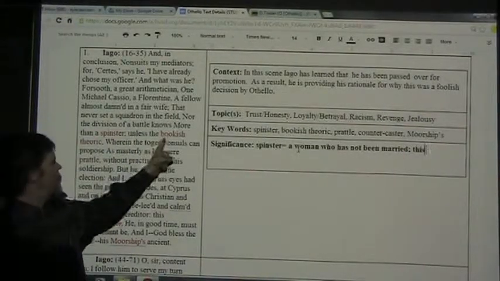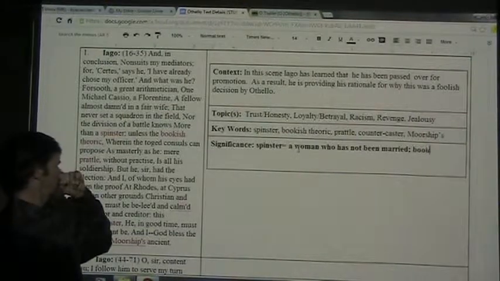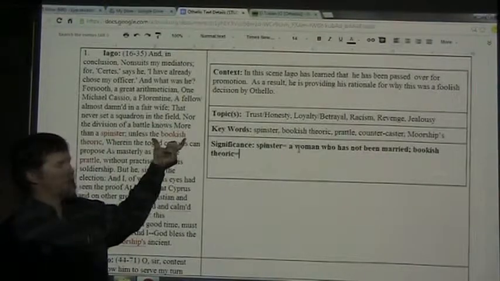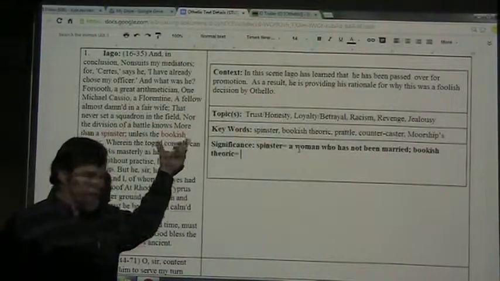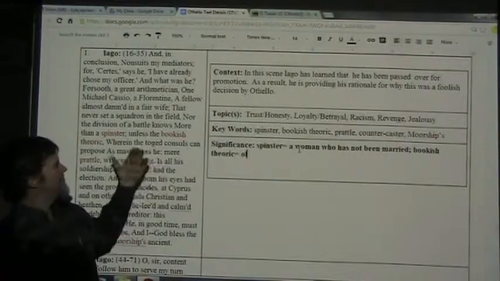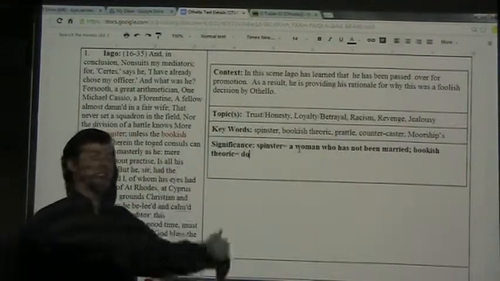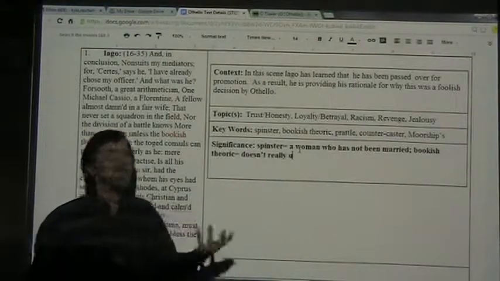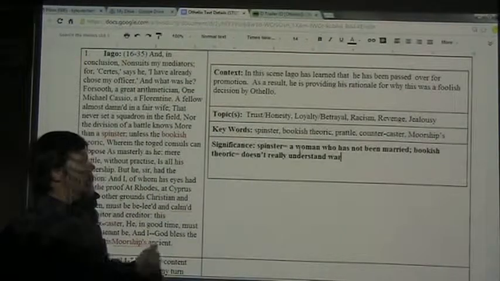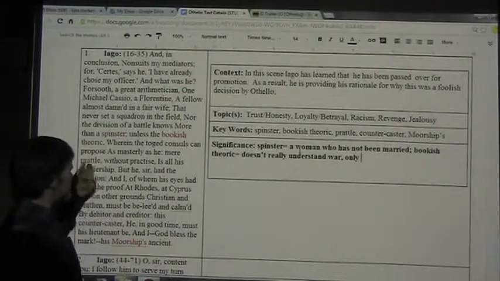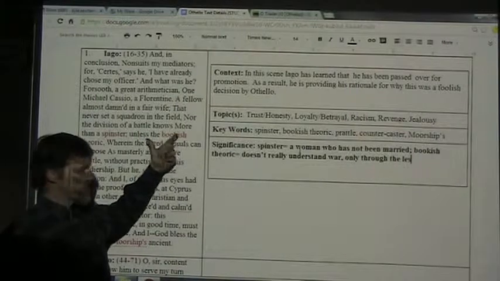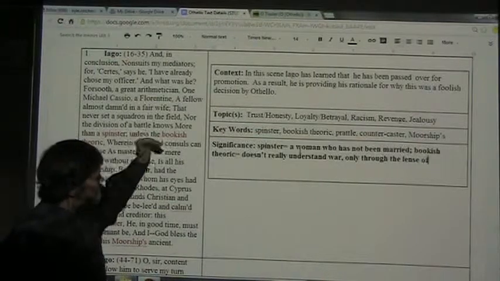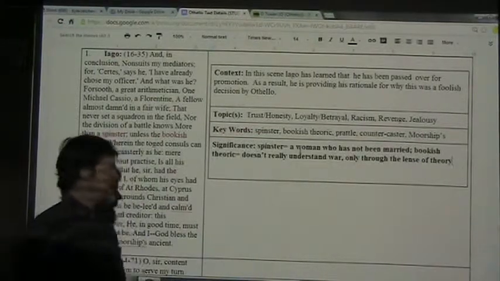He then goes on to call him a bookish theoric. Now again, these are not common words, but to call another soldier bookish is Iago's way of saying that Michael Cassio doesn't really understand war. He's only learned war and soldiering through school. And in that way, Shakespeare is using, or forcing, Iago to use these words as a slam on Michael Cassio.